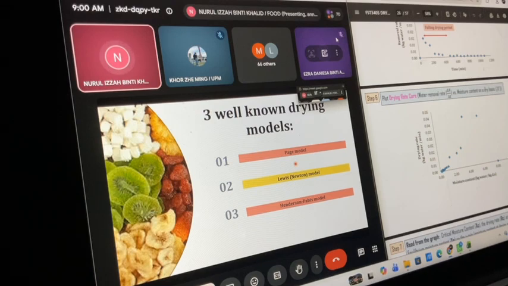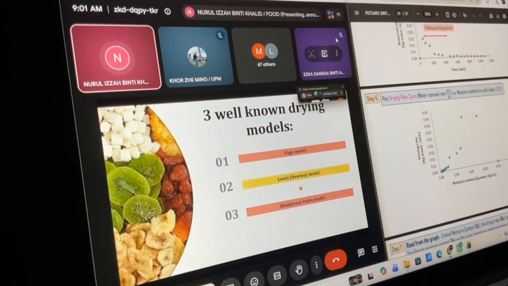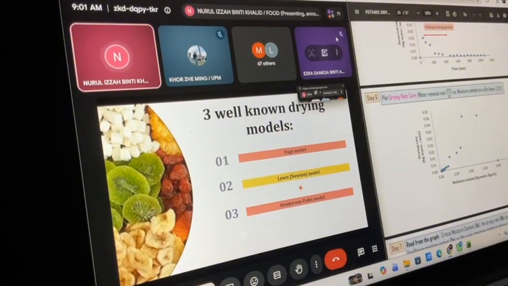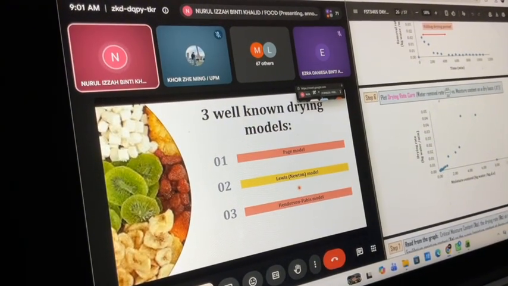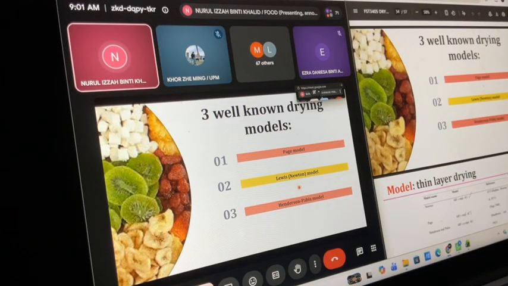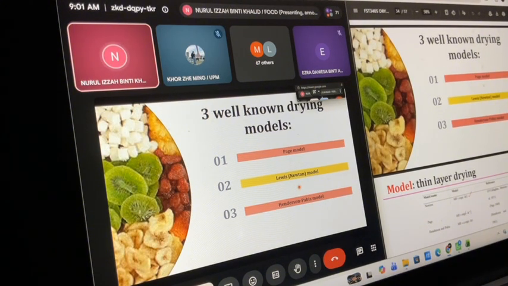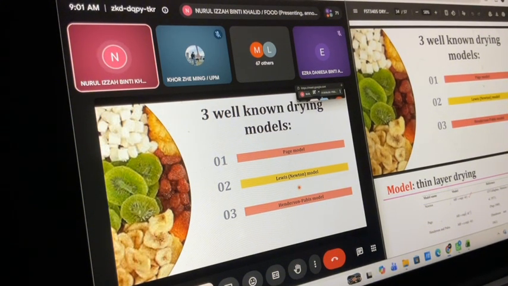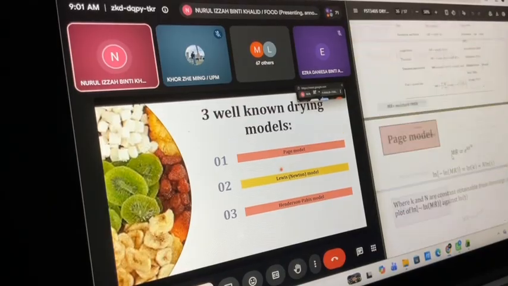We just fit the model, because different types of model show you different mechanisms of how the process happens. For example, if you talk about the Lewis model, or the Newton model, it tries to show you that the process happens at a constant rate, which means that if you increase the temperature or the time, for example in drying, the drying rate will be almost the same. The behavior is constant.